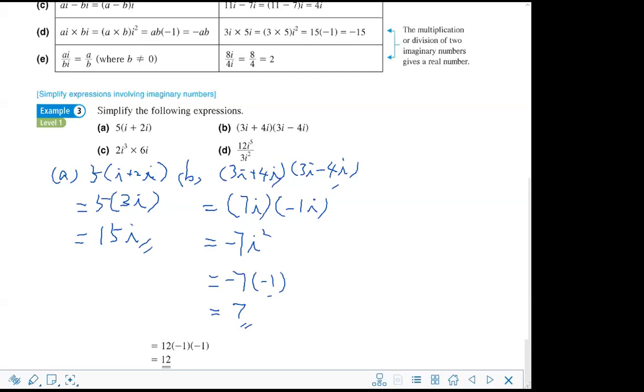Okay, and then for part C, we have 2i cubed times 6i. So there is no addition and no subtraction in this calculation. So we just multiply them together. When we multiply these two things together, we multiply the numbers together, and we multiply the i together. For the numbers, we have 2 times 6 becomes 12. Then we have i cubed times i.